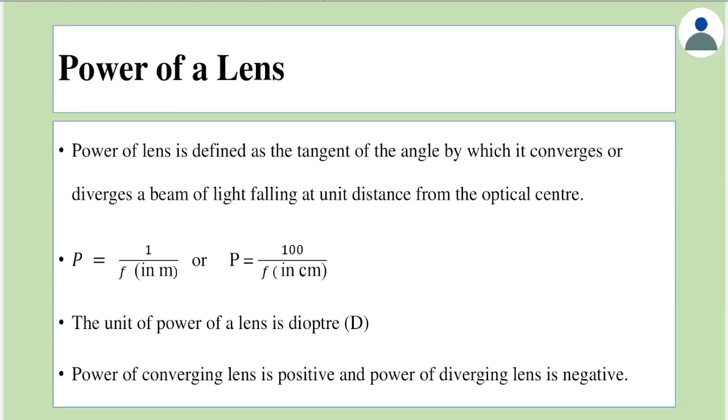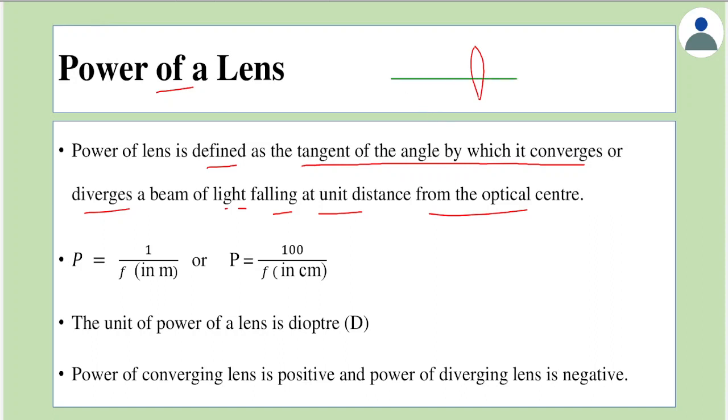The first topic in this lecture is called the power of a lens. To define it, power of a lens is defined as the tangent of the angle by which it converges or diverges a beam of light falling at unit distance from the optical center. So, if we look at a case of a convex lens or a concave lens, then these lenses will have different powers to deviate the light rays.